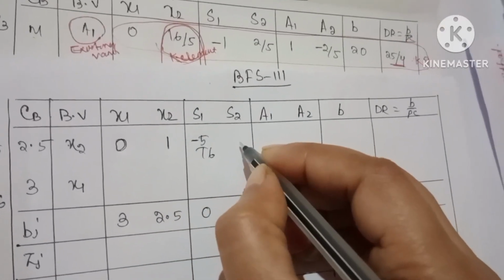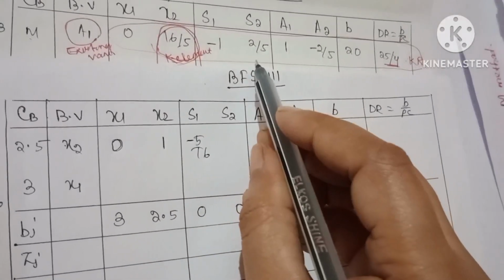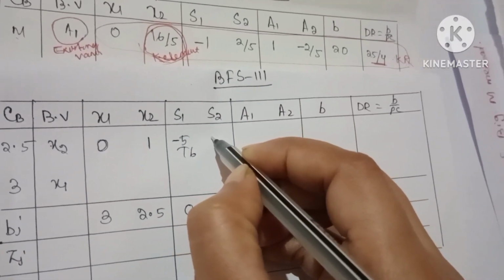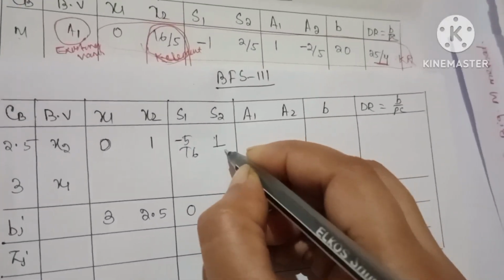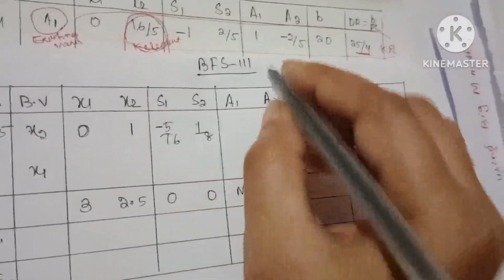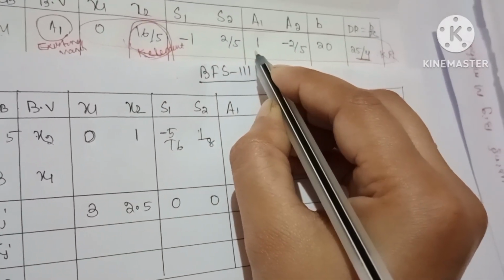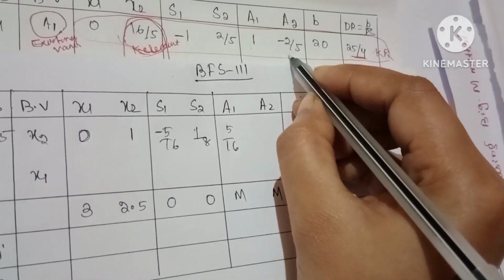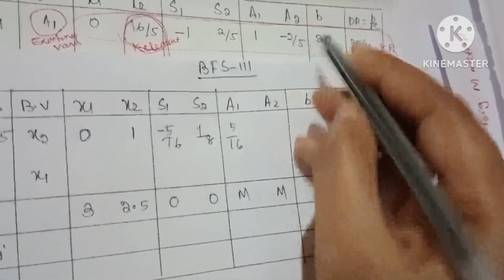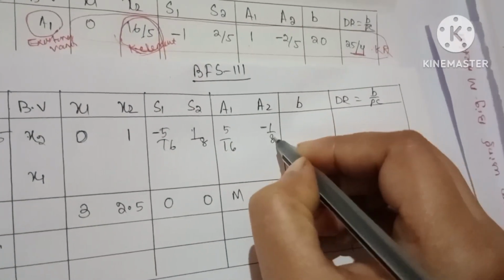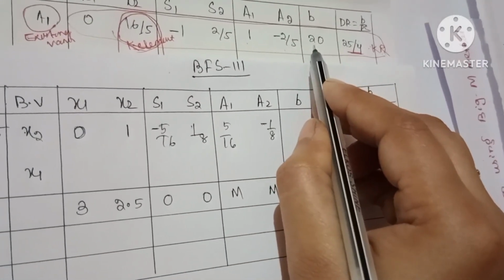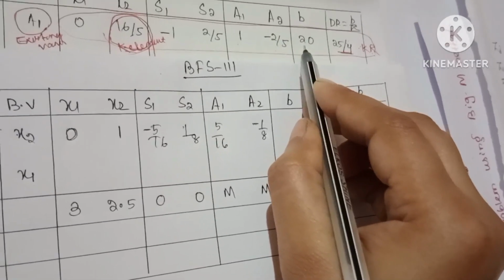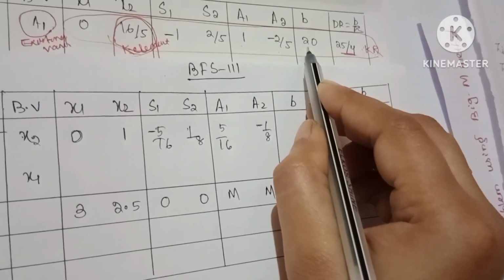Here 2 by 5 into 5 by 16, this will become 1 by 8. Okay, and here 1 into 5 by 16, this will become 5 by 16. Minus 2 by 5 into 5 by 16, this will become minus 1 by 8. And 20 into 5 by 16, so this will become 6.25 or 25 by 4.